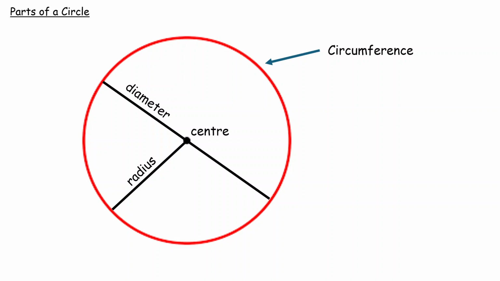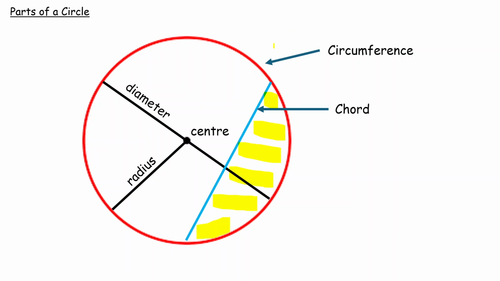Then we potentially have some new words coming up. If we draw in this blue line here, going from one point of the circle to another point of the circle, but not through the centre, this line is called a chord. I've drawn a chord here, a bit like on a guitar, same word, a chord line. And then we get an area from the chord line to the circumference of this circle, this bit here, which we call the segment.